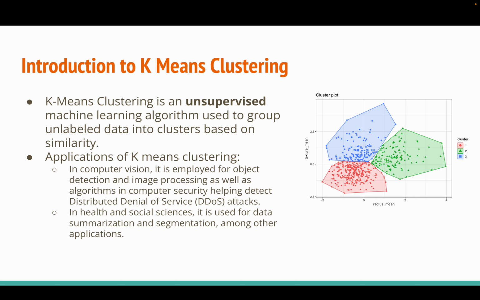So what is K-means clustering? Basically, it is an unsupervised machine learning algorithm used to group unlabeled data into clusters based on the similarity in the data points. Clustering has many applications in many fields, but mainly discussed in the paper were computer vision, image processing, and security, where it can detect DDoS attacks, and in health and social science, it is used for data summarization and segmentation, and there are many applications in general.